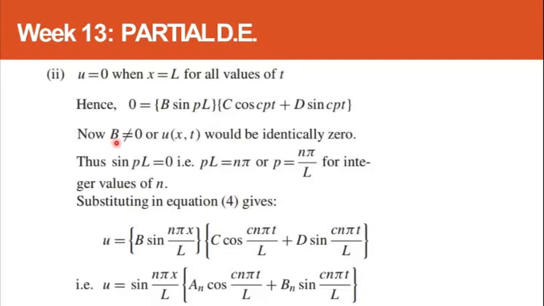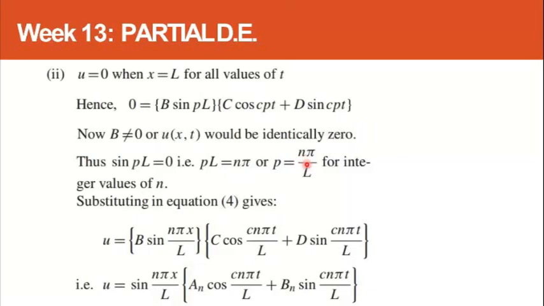So now we have b is not equal to 0, or u_x(t) would be identically 0. Thus, we have sin(pL) is equal to 0. So, this is this part. And for pL is n pi, or p is equal to n pi over L.